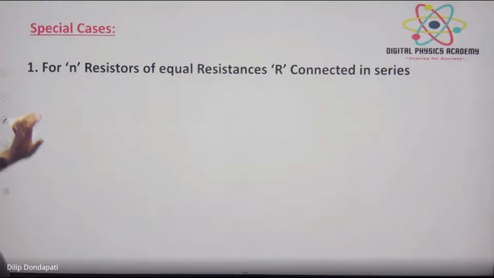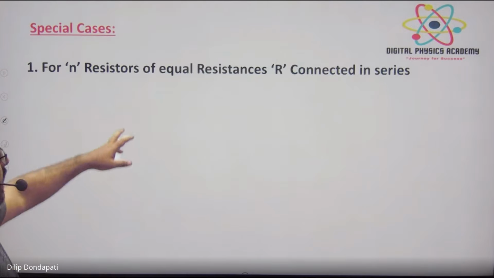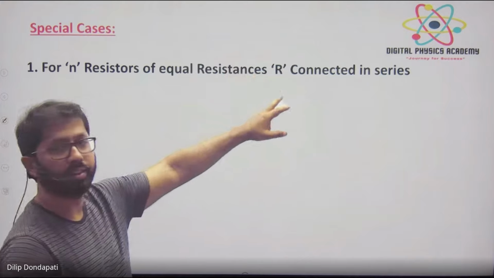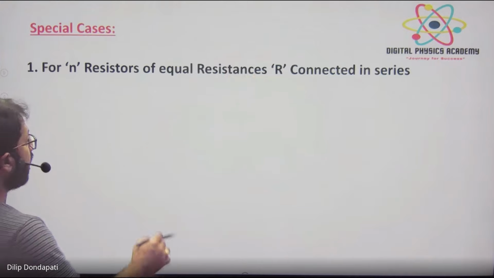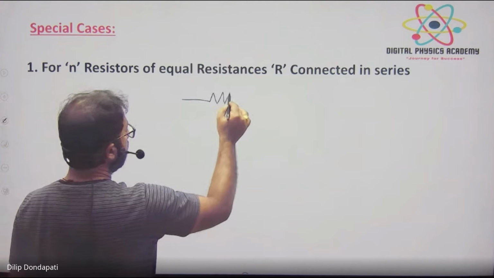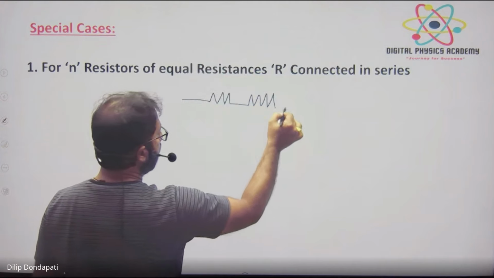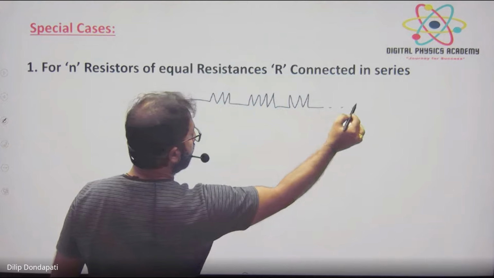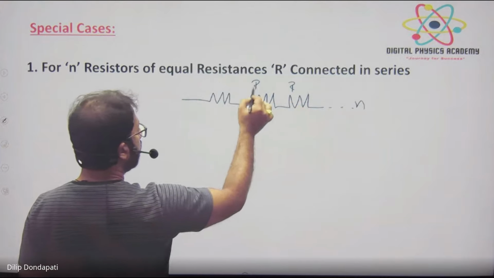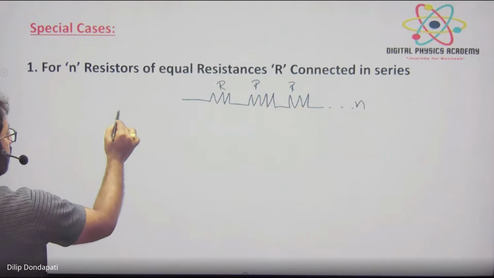Now the special case: for n resistors of equal resistance R connected in series, so n resistors, R, n times, how much will R equivalent be? R equivalent is n times R.